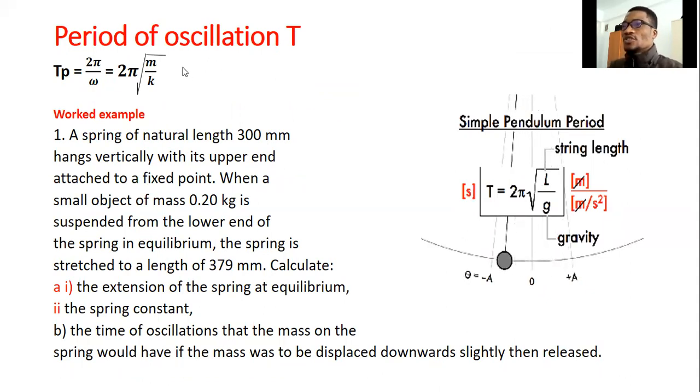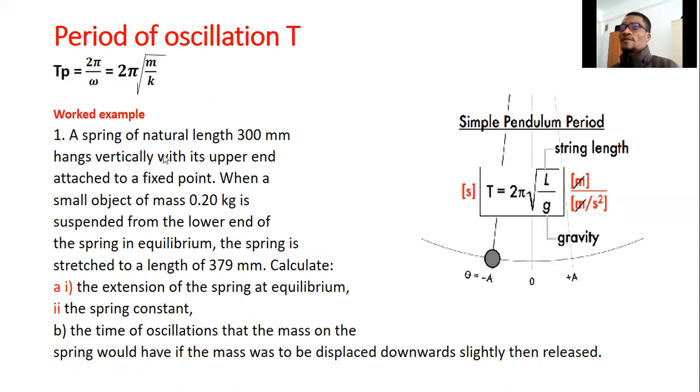Our period of oscillation T is given as 2 pi divided by angular velocity. Just like in a simple pendulum, or sometimes we can have T equals 2 pi root m over k, where m is mass and k is the spring constant. So we can use either this equation or that equation, depending on the parameters or values that we have in our question. So let's look at this question.